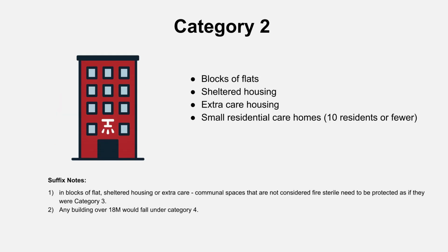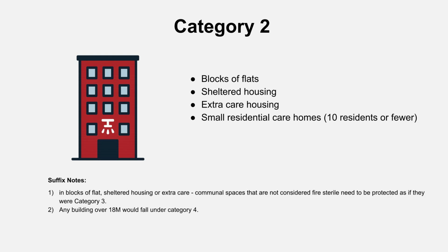Category 2 covers multi-dwelling buildings with communal areas such as blocks of flats, sheltered housing, extra care housing, small residential care homes with 10 residents or fewer. Suffix notes: 1. In blocks of flats, sheltered housing or extra care, communal spaces that are not considered fire sterile need to be protected as if they were Category 3.